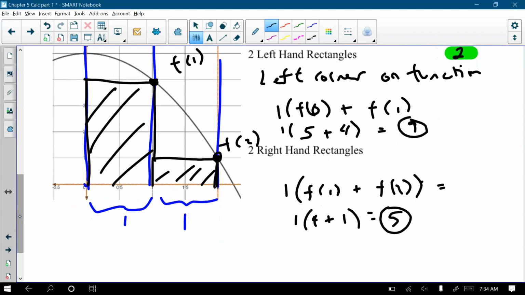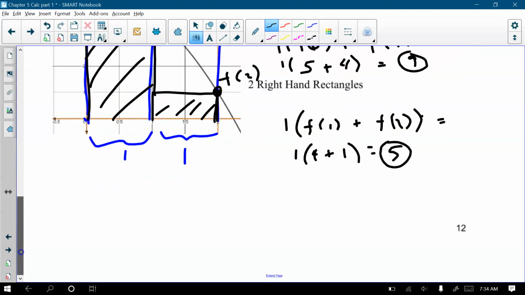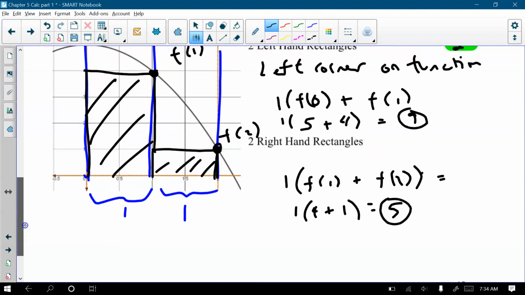So I went from 10 to 2 to 9 to 5. So now a question could be, well, if I add more and more rectangles, what's going to happen to these numbers? And it looks like they're getting closer and closer, somewhere in between 10 and 2 and 9 and 5, more particularly between 9 and 5. So what we're going to do on the next page is add even more rectangles.